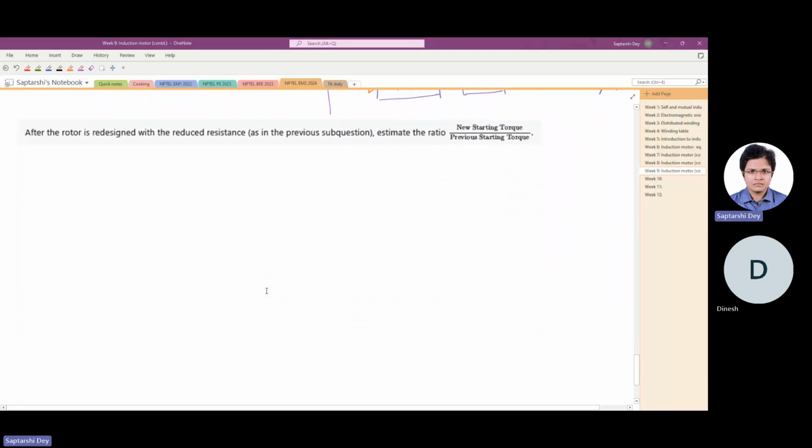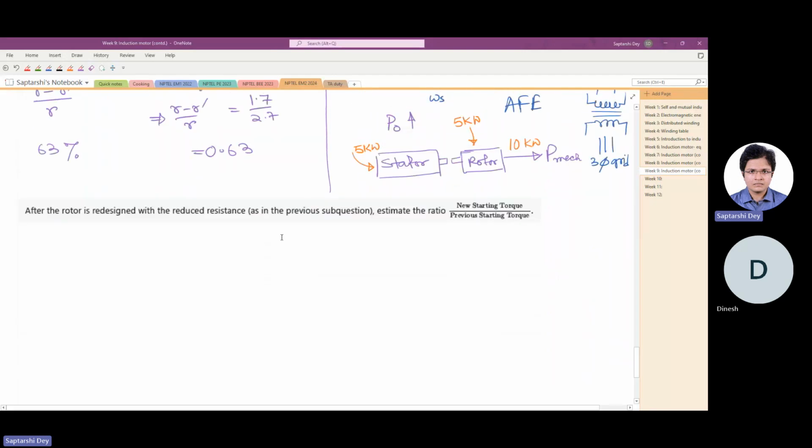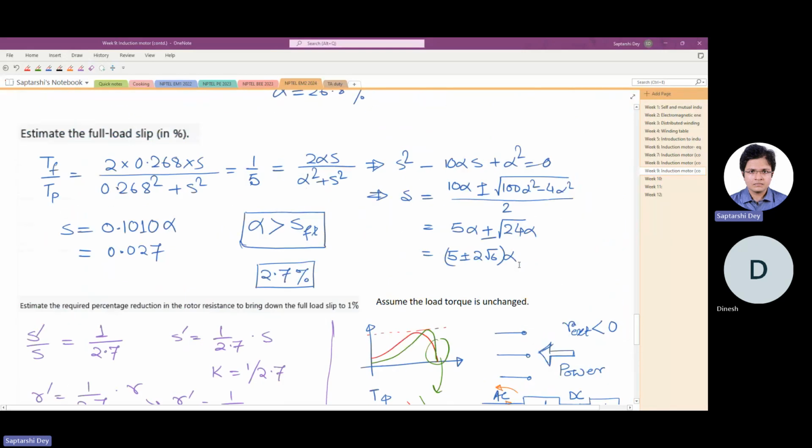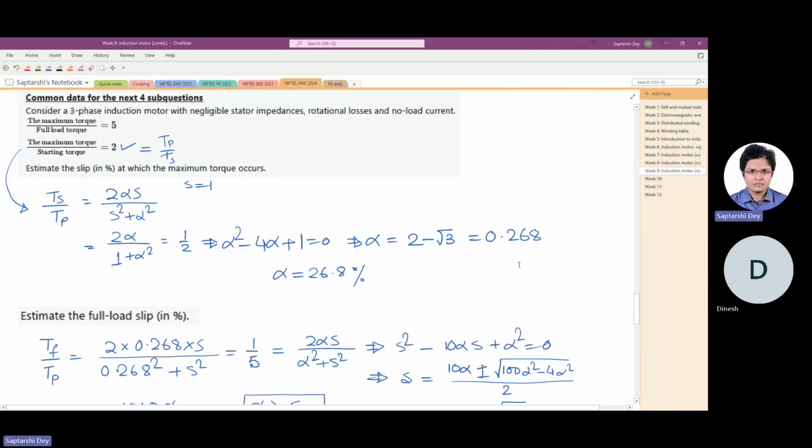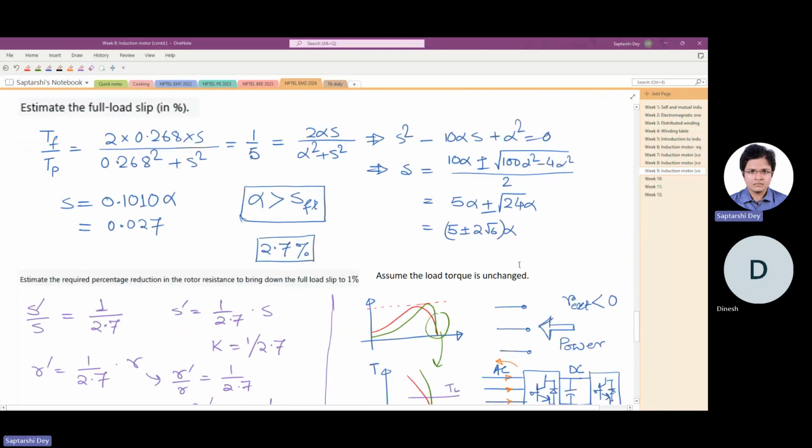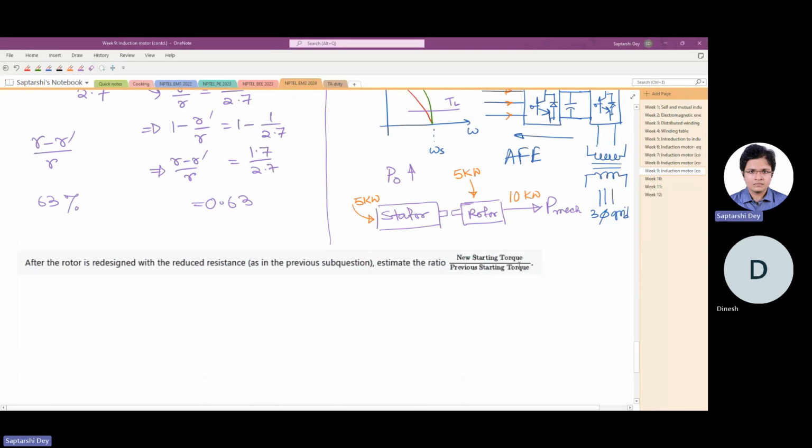Now we'll look into the last question of the day. After the rotor is redesigned with the reduced resistance, estimate the value of new starting torque to previous starting torque. We don't have any value of starting torque, but the only factor that can help us relate between these two situations is the peak torque, because that remains the same.